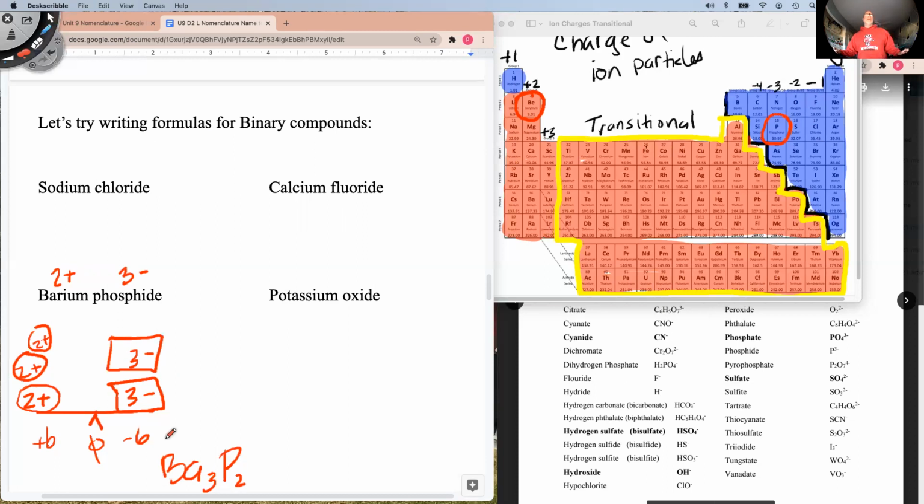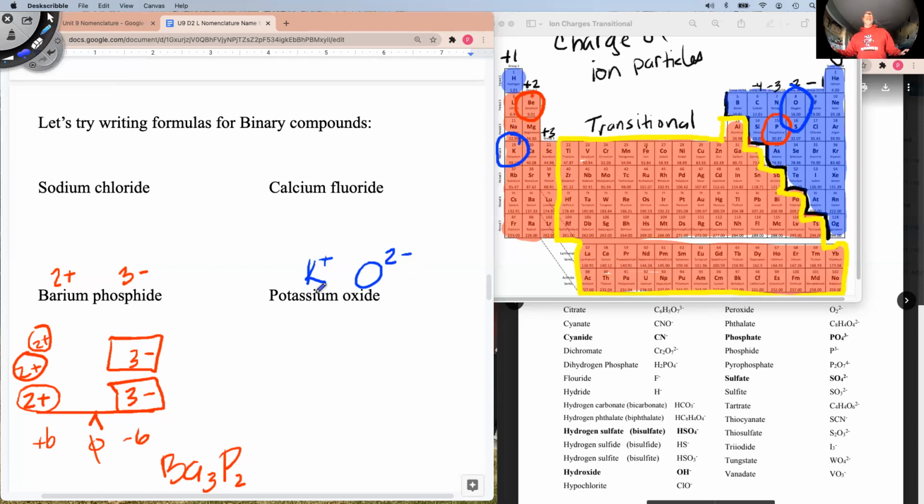All right. Let's take a look at the next one here. I'm going to change the color to blue so we don't get confused. We're working with potassium and we're working with oxygen. What is the charge on potassium? That's right, it's a +1. What's the charge on the oxygen? That's right, it's a -2.